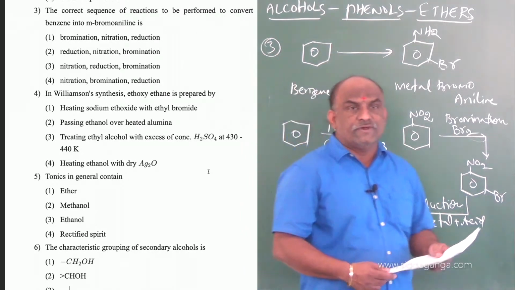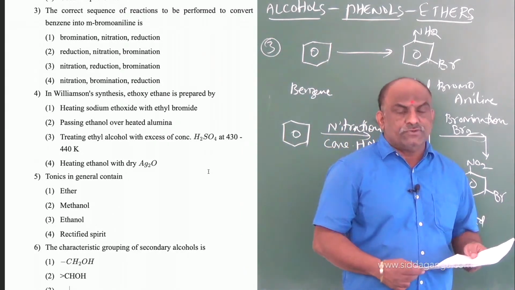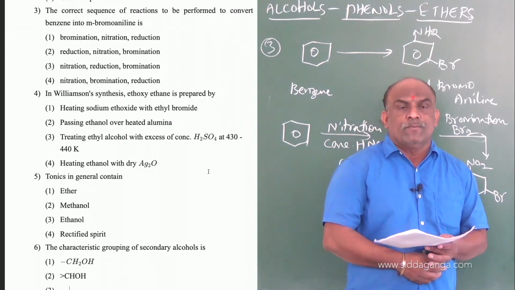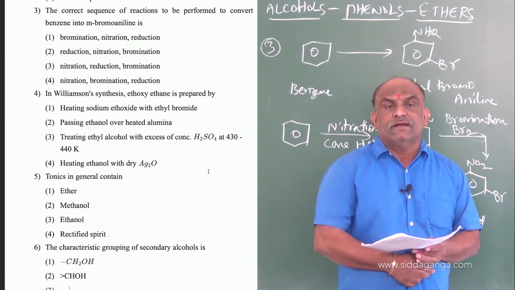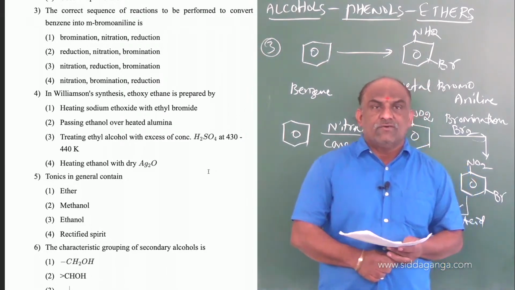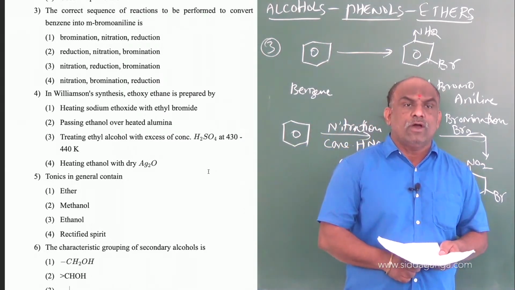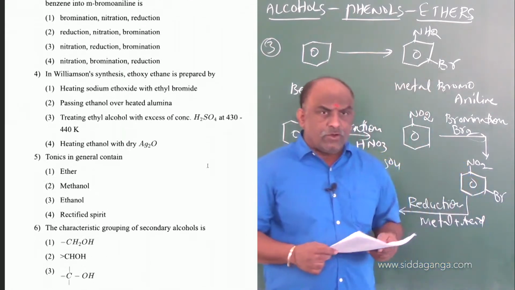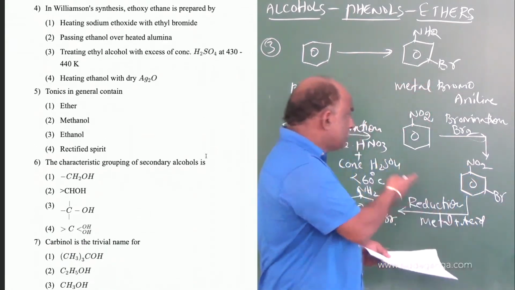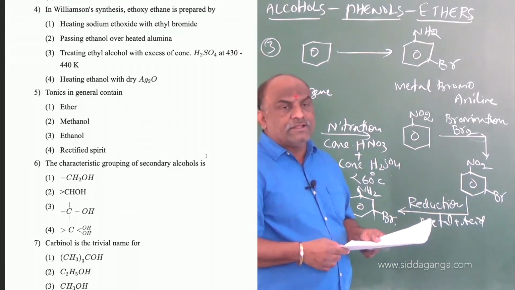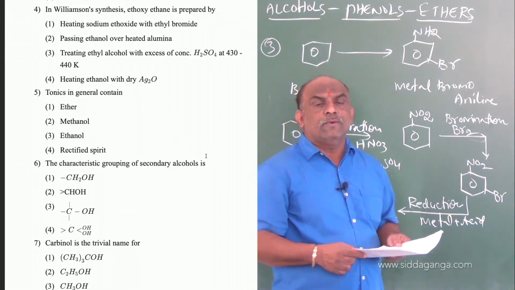So the correct option for this question is the fourth option. Nitration, bromination, reduction is the correct sequence of reactions which can convert benzene into metabromoaniline. And next question, I hope you understood. Make notes and write these reactions, then you will get the idea about this. And followed by question number 4.